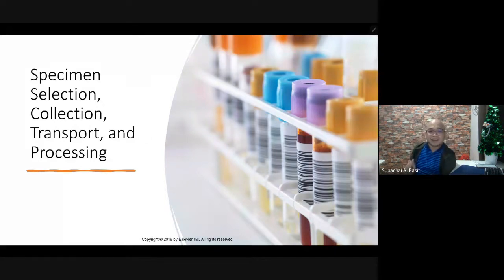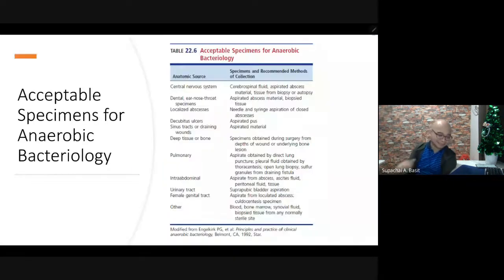Okay, so let's talk about this time the specimen collection, transportation, and processing. What are the acceptable specimens for anaerobic bacteriology?